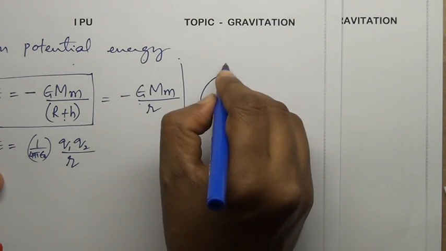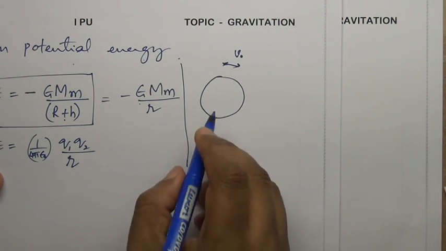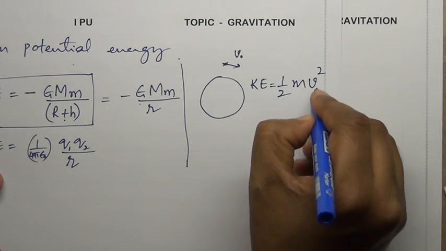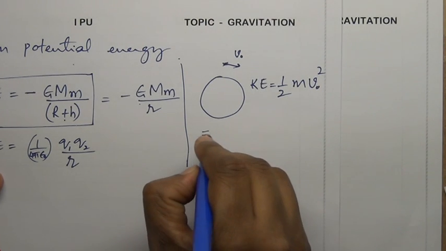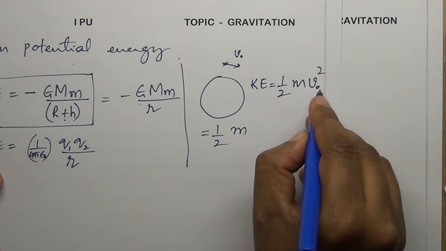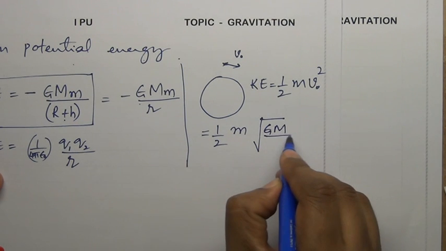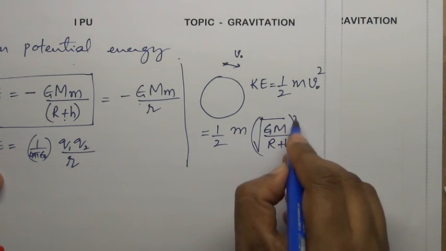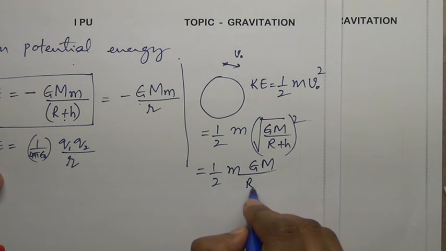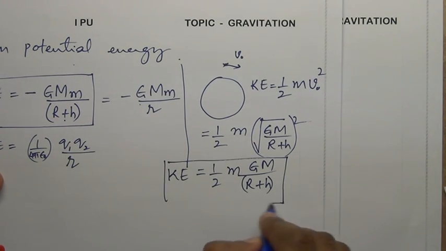If this is the Earth, here is a satellite moving with velocity v0, orbital speed, then kinetic energy is given by half m v square, this is orbital velocity square, which is equal to half mass of the object, orbital velocity square. Orbital velocity has square root of GM by r plus h, its square. Therefore, half m GM by r plus h. Okay, so this is expression for kinetic energy.